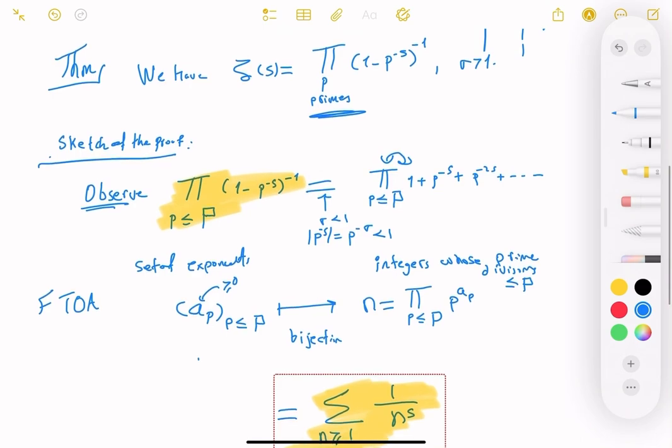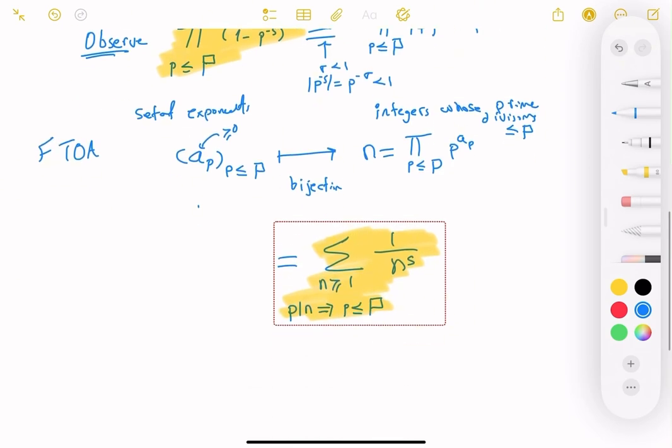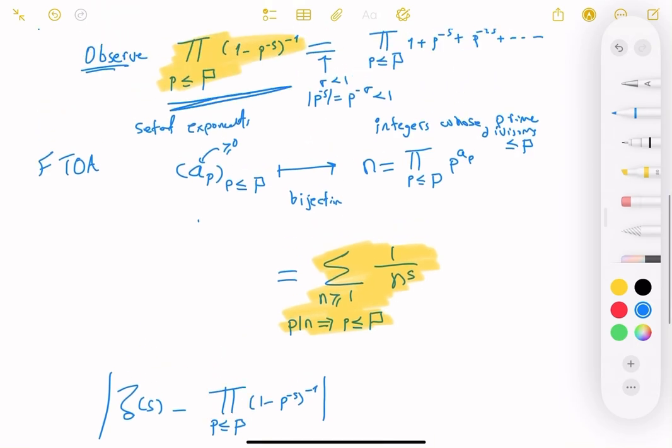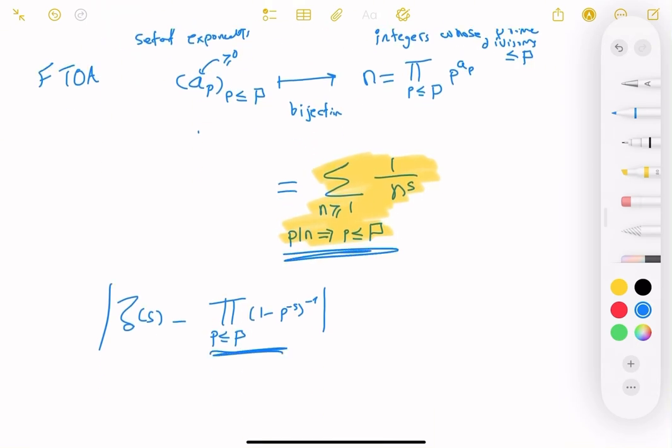And why is that? Well, because if you look now at the difference between zeta of s minus the product over p less than or equal to big P of (1 minus p to the minus s) to the minus 1, if you use the fact that this product equals this sum, and you use the fact that zeta is the sum over 1 over n to the s, then you can upper bound this difference by the sum over n bigger than big P of 1 over n to the sigma.